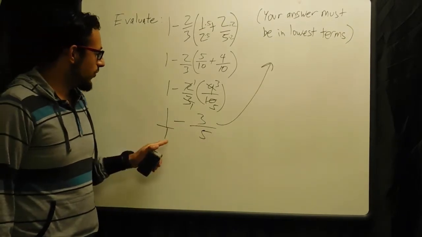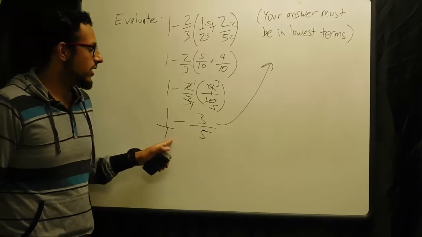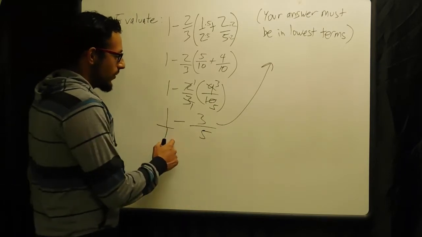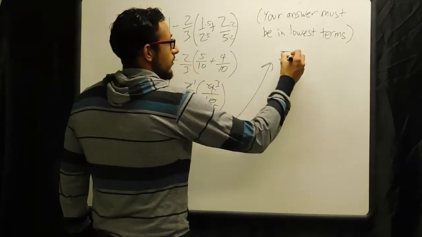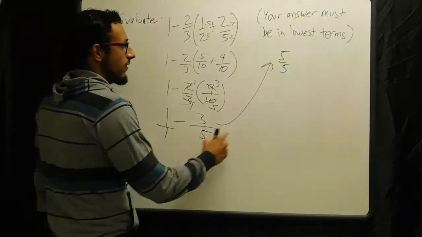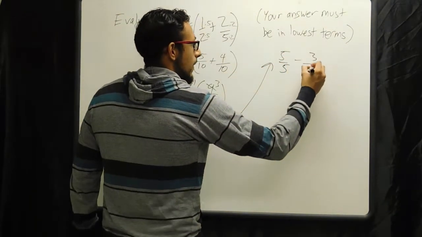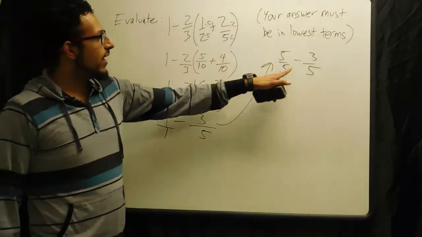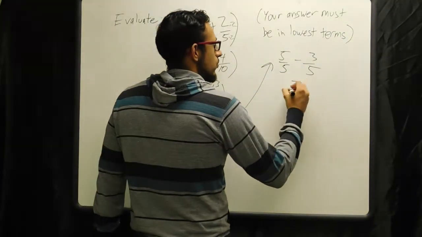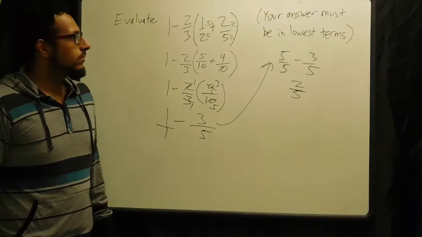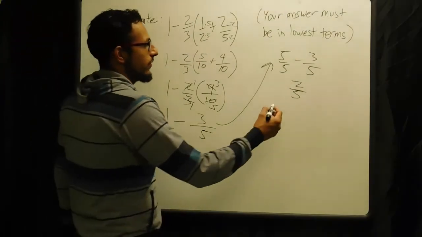So 1 is 1 over 1, and now we have to change it to the same denominator. So 1 over 1 is going to become 5 over 5, so they can have the same denominator. So now 5 over 5 minus 3 over 5 is just 2 over 5. So our answer is 2 over 5.